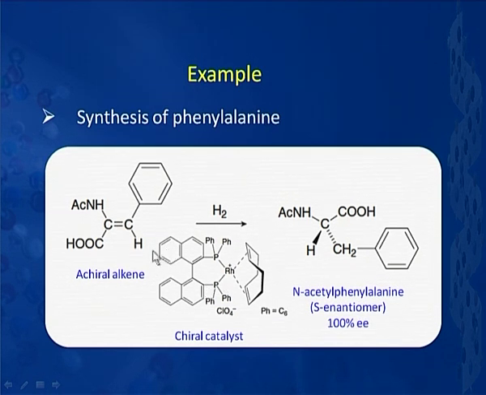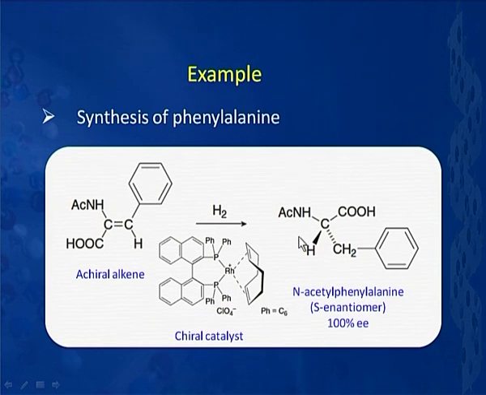When I do that, I will be getting the product as my S enantiomer here, that is, I am getting N-acetyl phenylalanine, my target amino acid, but as an N-acetyl derivative of that. But important is that I am getting the S enantiomer at 100% enantiomeric excess. That means there is no trace of the R enantiomer there. So, I am getting only the S enantiomer which I want here.